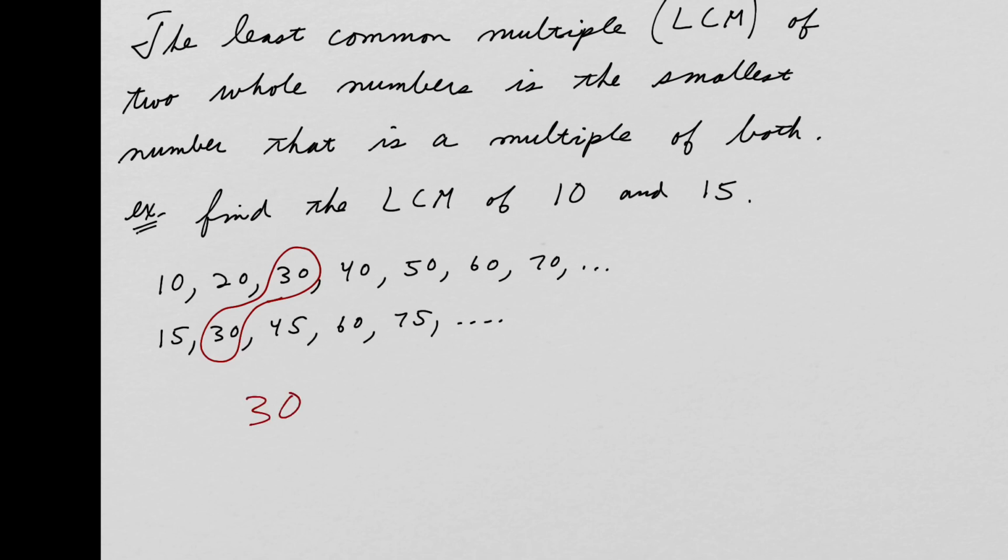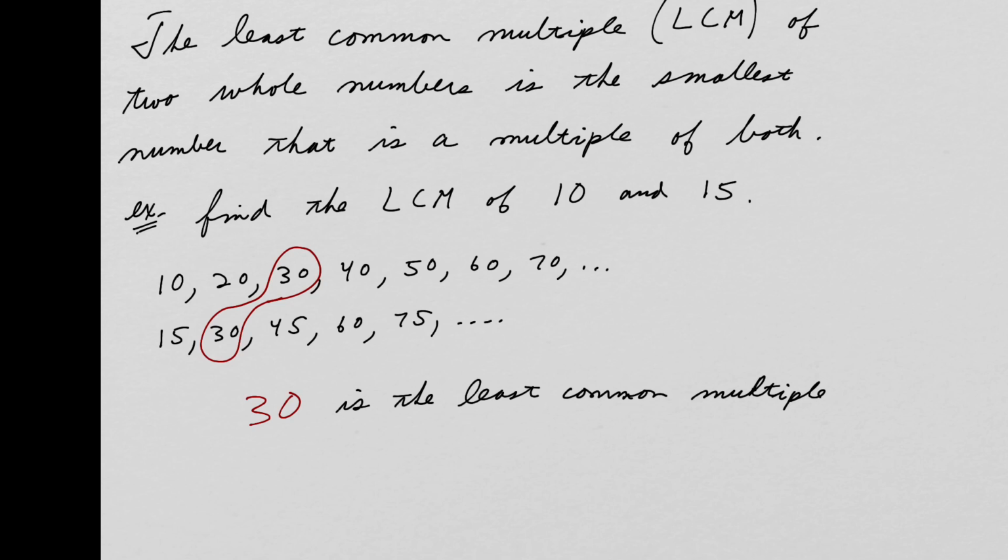So 30 is the least common multiple. Again, 60 and others are multiples, but they're not the least common multiple. And we always want to find the least common multiple. So that's what it means to be a least common multiple.